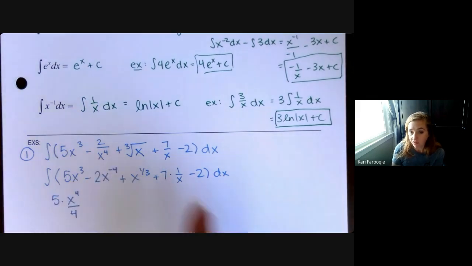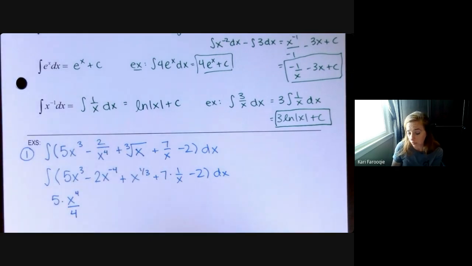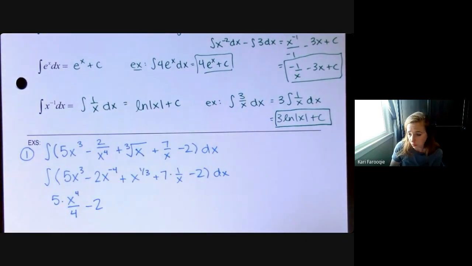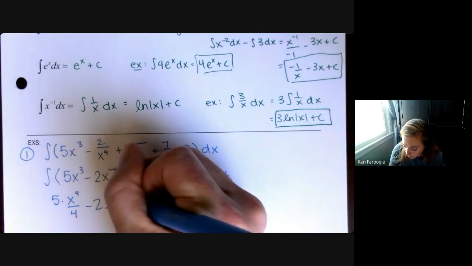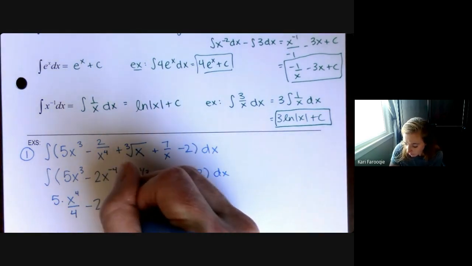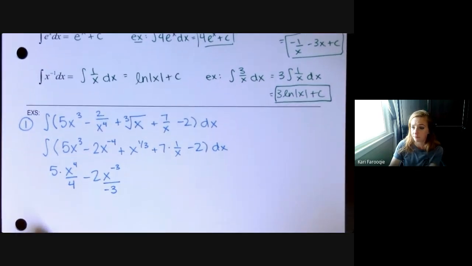Now I can use that same exact rule for this term. However, I need to be really careful here because when I have a negative exponent, when I'm increasing the exponent by 1, it's becoming less negative. So just like you did with derivatives, you have to be really mindful of which direction you're heading in. So the -2 is the constant multiple, and then we're going to increase the exponent by 1, which means we're going up to -3 and dividing by the new exponent.